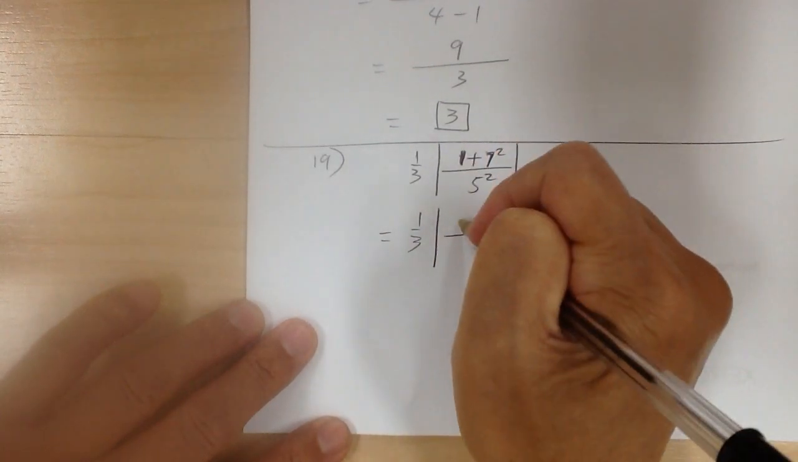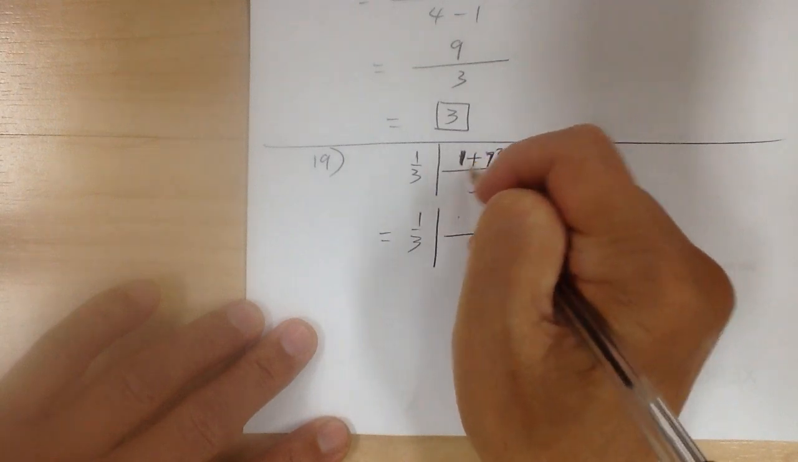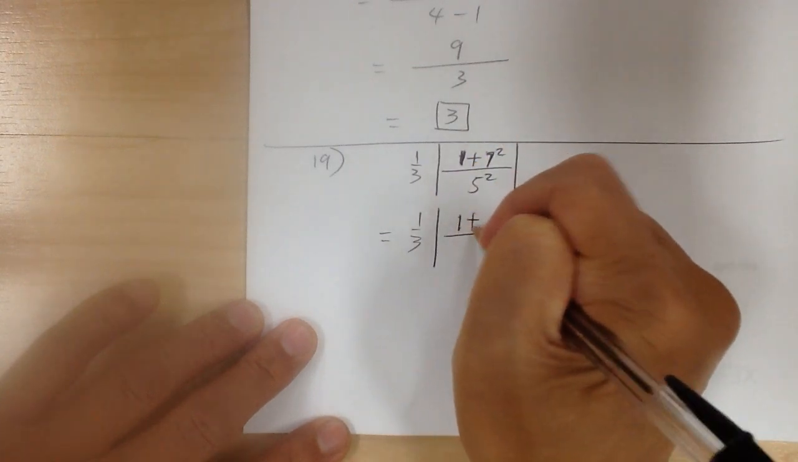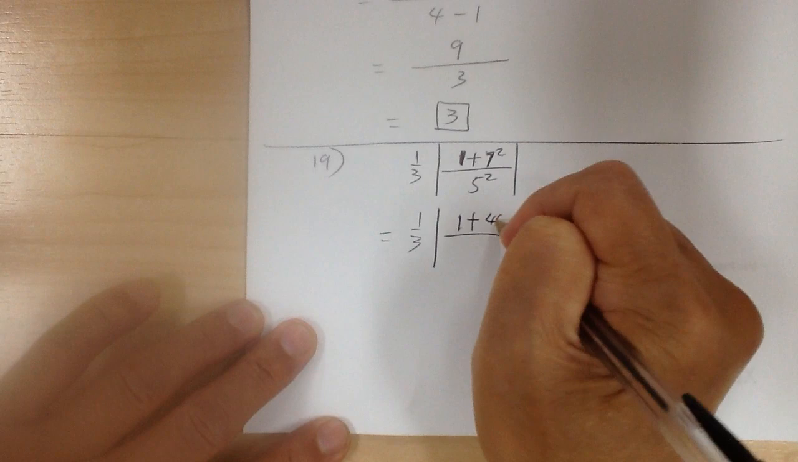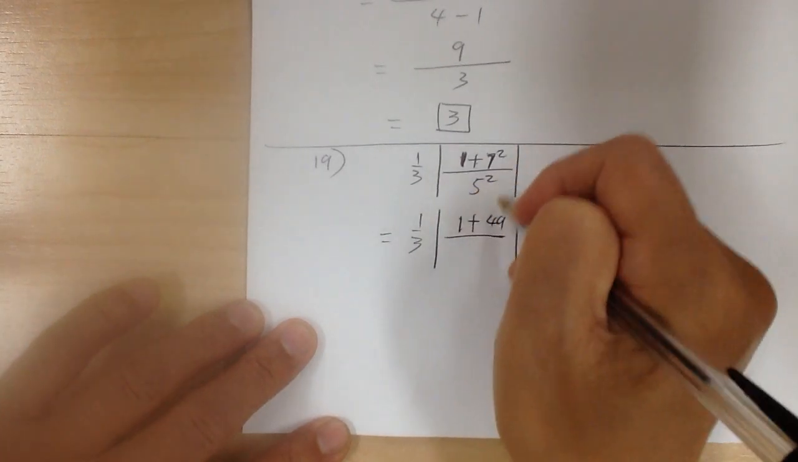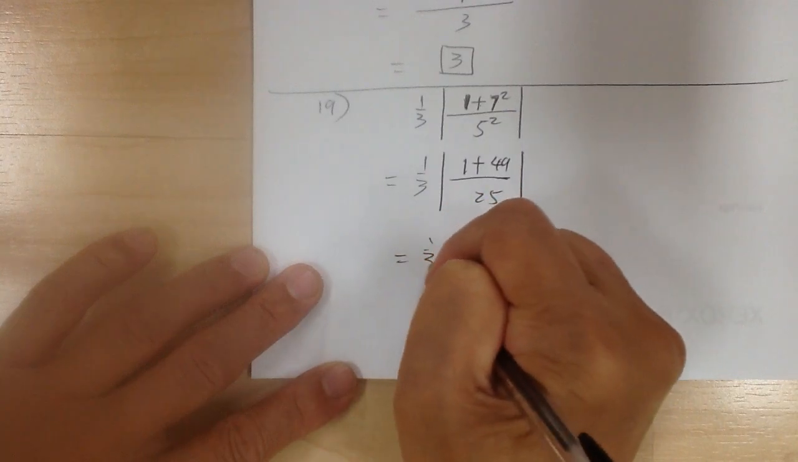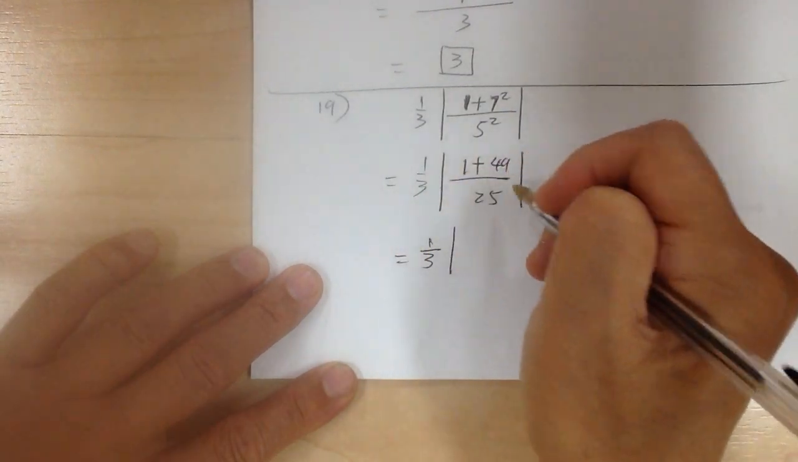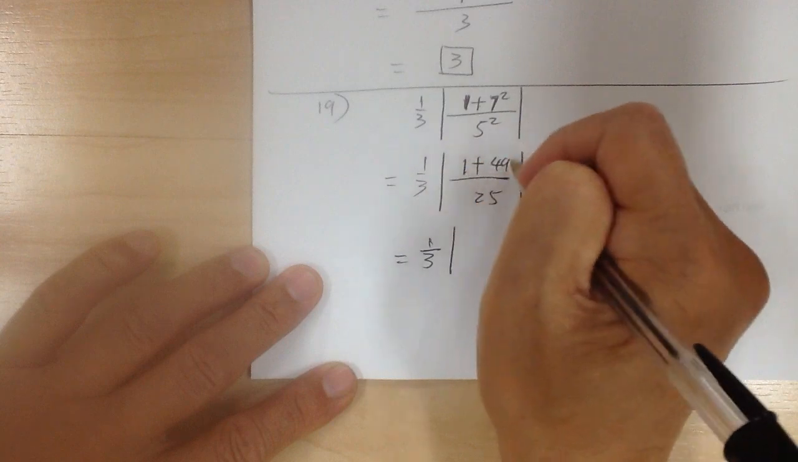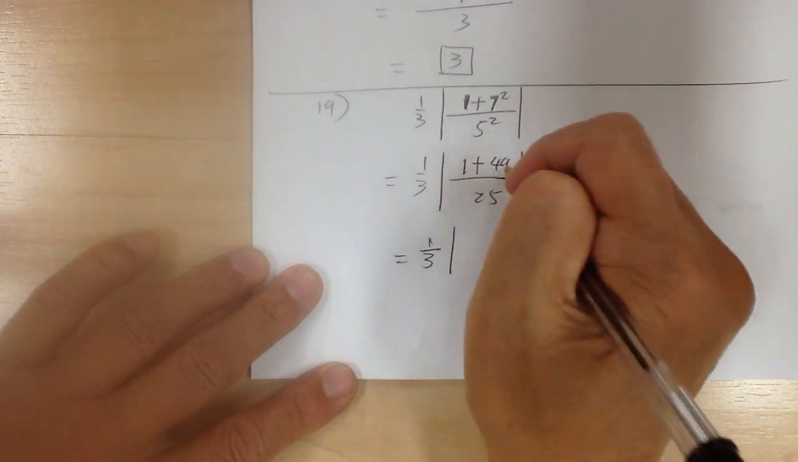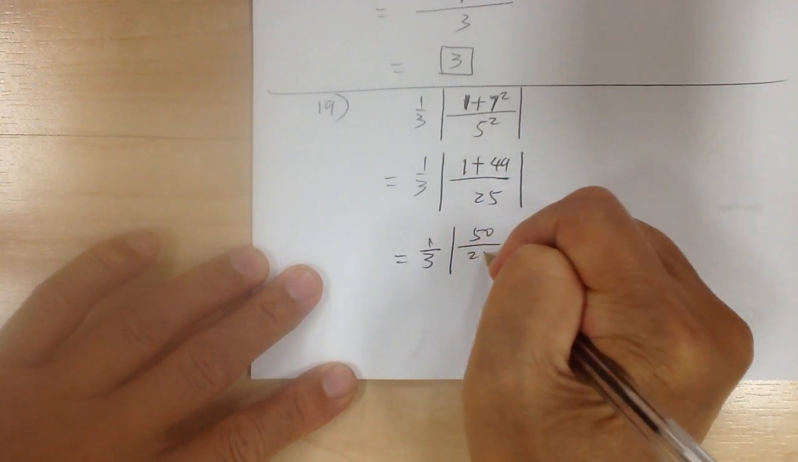Inside you have addition and an exponent, so you have to do the exponent first. So it'll be 1 plus 7 squared, which is 49. Okay, 5 squared is 25. And then you have to simplify the inside. Again, this is a separate group, so you have to finish up the group on the top. So 1 plus 49 is 50.